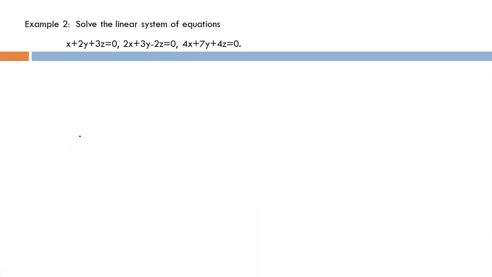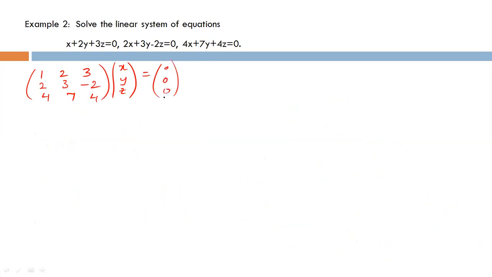Next example is solve the linear system of equations. I'm going to write the coefficient matrix 1, 2, 3, 2, 3, minus 2, 4, 7, 4, times x, y, z equals 0, 0, 0. If we write matrix A, this is our solution matrix X equal to the null matrix. So it's again a homogeneous system.